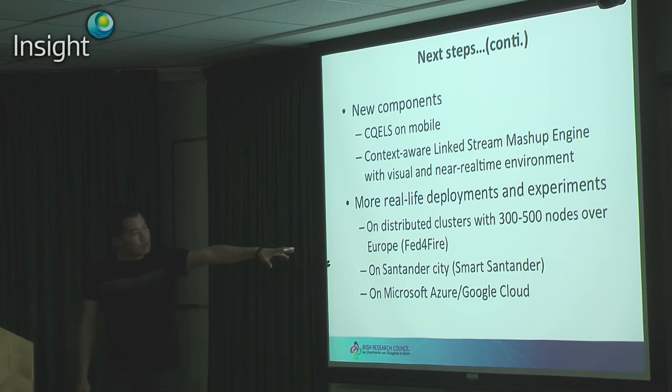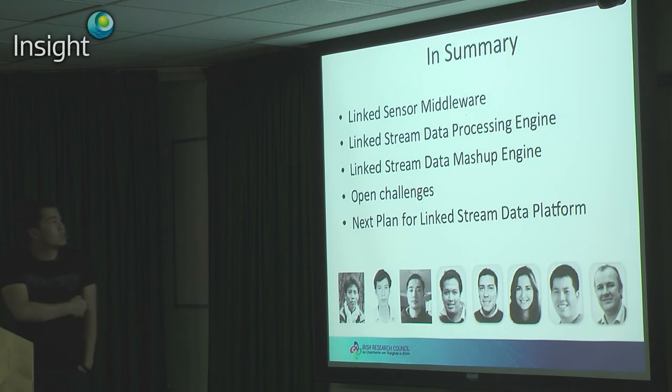They have one real deployment in one city with 20,000 sensors, and we will connect to the real setting to see if the system can process that. And we're trying to host the data on Microsoft Azure Cloud or Google Cloud in the near future. So in summary, we have the middleware, we have stream processing, we have the mashup engine, and we have a lot of challenges and plans to do in the coming years.